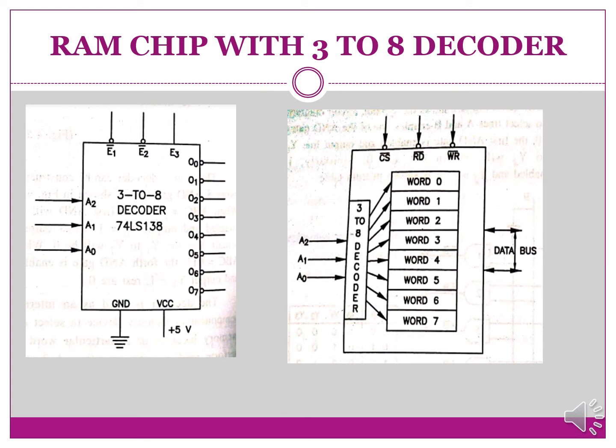RAM chip with 3 to 8-bit decoder. Here it is given. Here we are using a 3 to 8-bit decoder IC 74LS138. With 3 inputs A0, A1 and A2, we are getting different 8 outputs.